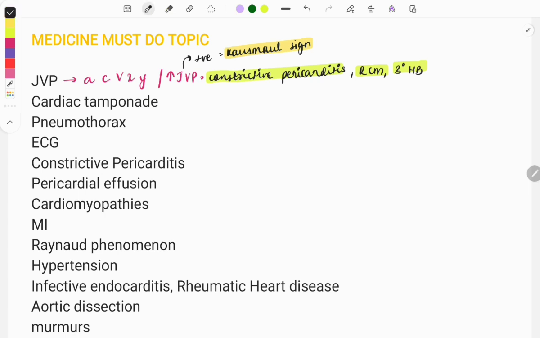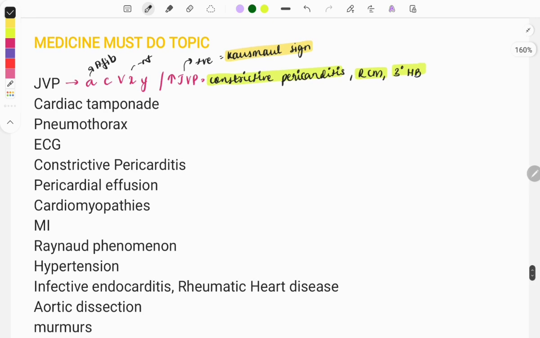And you also need to know certain points, like in tricuspid regurgitation the X wave is absent, and in atrial fibrillation, to know these points related to the JVP.